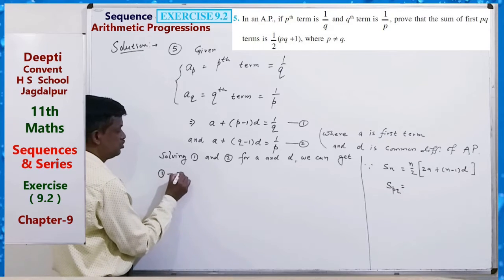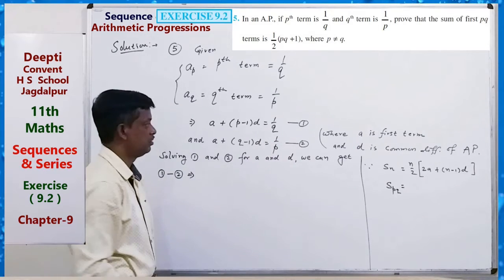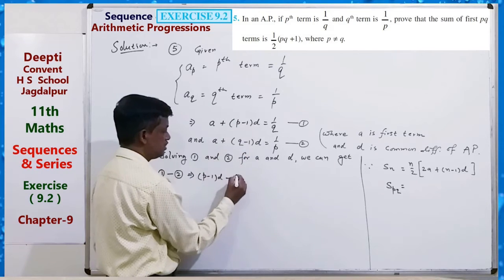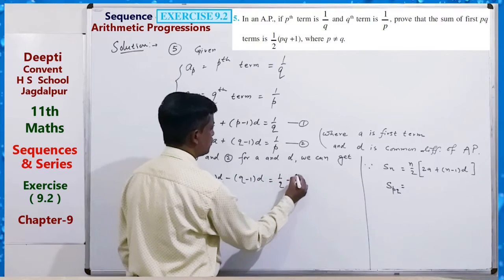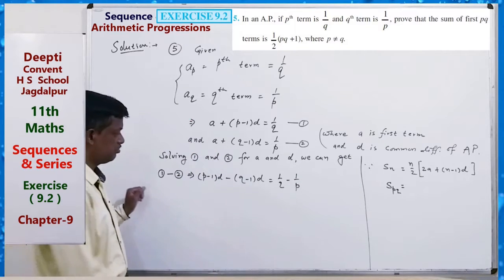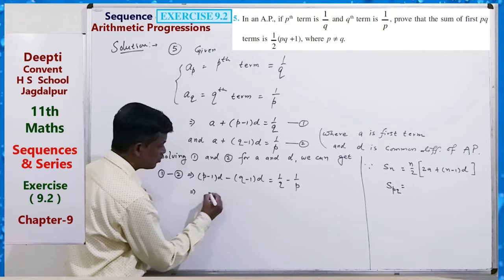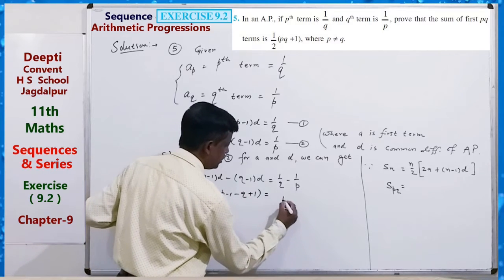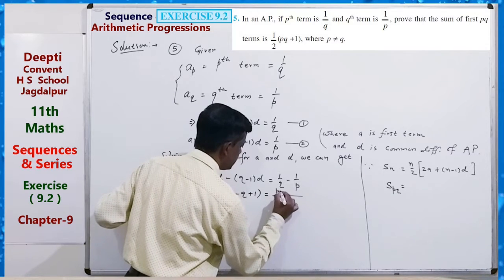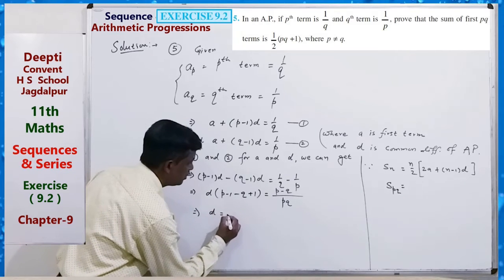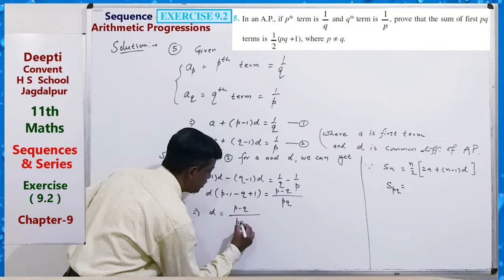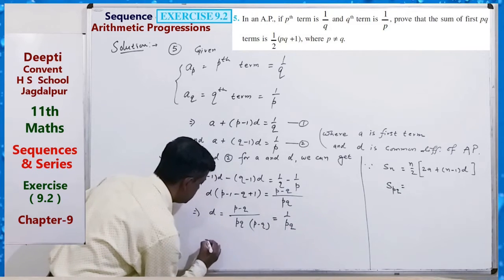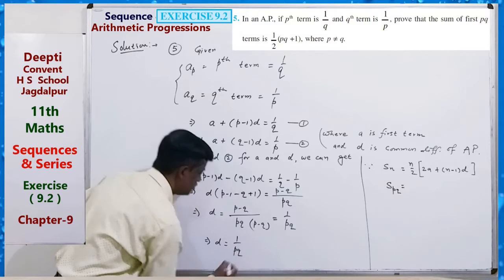1 minus 2, means 2 is subtracted from 1. So this minus this, A cancels, (P minus 1) into D minus (Q minus 1) into D equals 1 by Q minus 1 by P. A is eliminated, we can find the value of D. So D is common, and (P minus 1) minus (Q minus 1) equals P minus Q; on the right taking LCM, we get P minus Q upon PQ. So solve it for D. Here P minus Q cancels, 1 by PQ. So D is equal to 1 by PQ. This is the value of D.